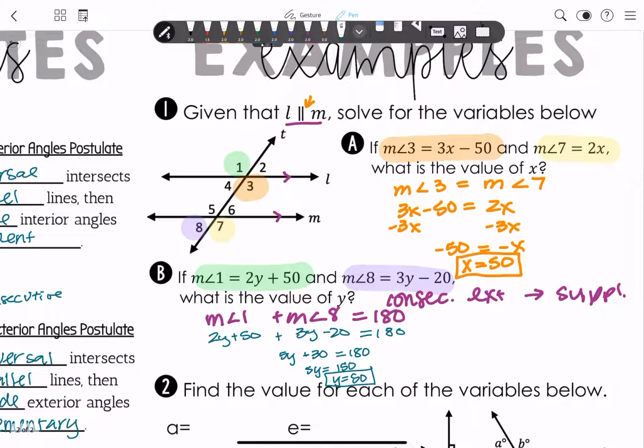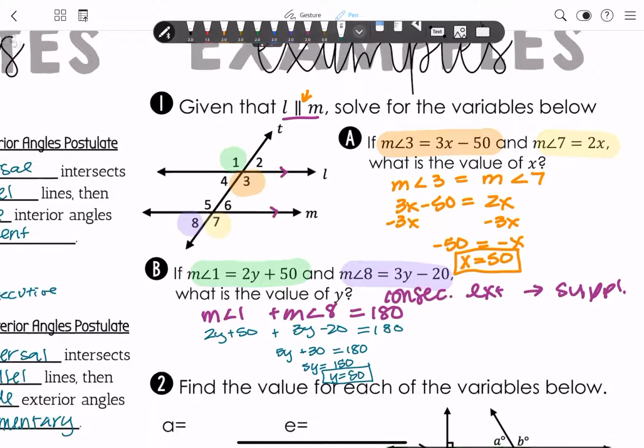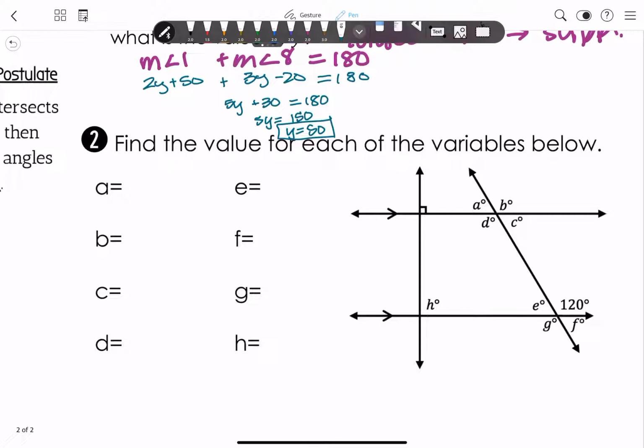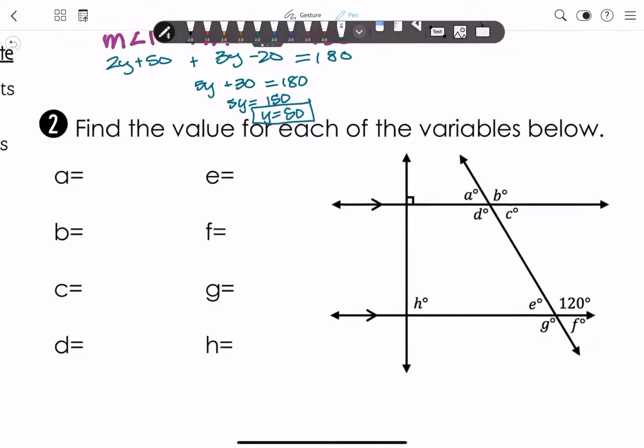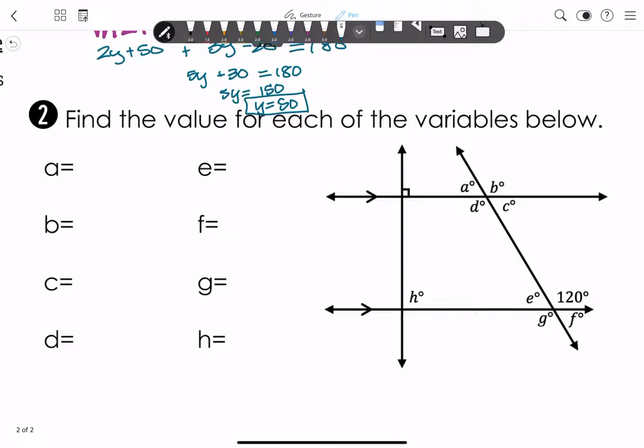All right, so that's our first example. Now we're going to go ahead and do our second example. And don't freak out. I know it looks like a lot, but you're just going to take it easy. As long as you know what the relationships are, then you should be fine. All right, so start off with what you know. We know that these two lines right here are parallel.